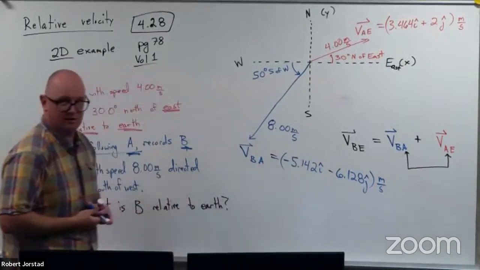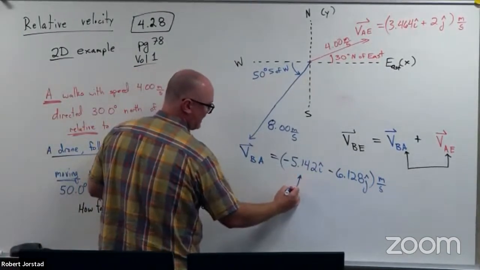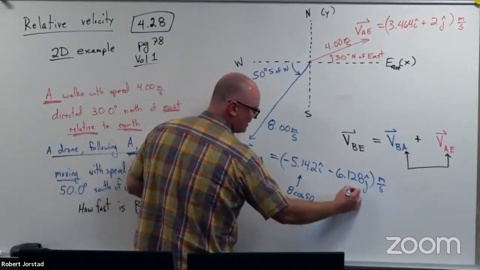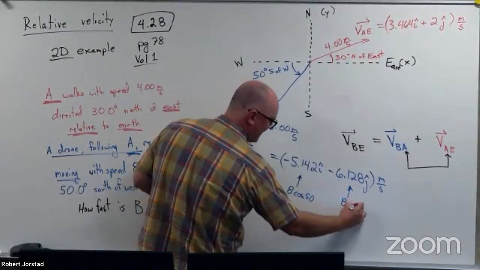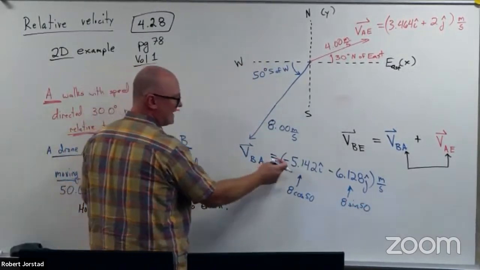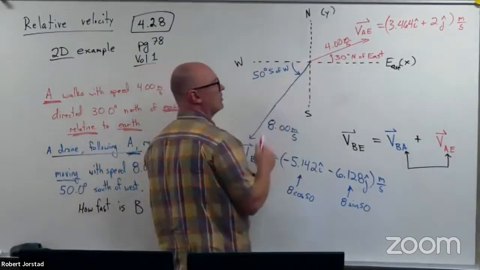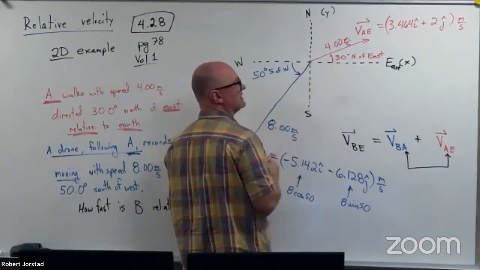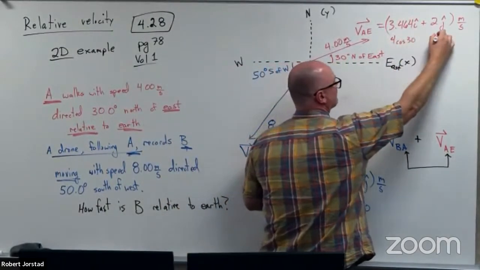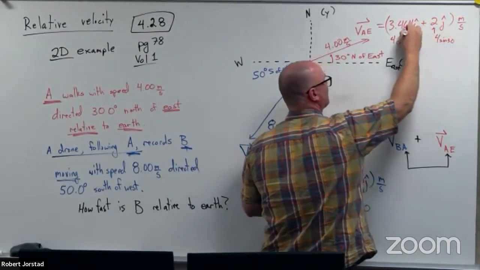Okay, so if you're wondering where I got these from, this term was 8 cosine of 50, and this term here was 8 sine of 50, and then because this was going down and to the left, negative and negative. For this one over here, 30 is adjacent to the x, so this was 4 cosine 30, and this was 4 sine 30. That's where I got this term and this term.